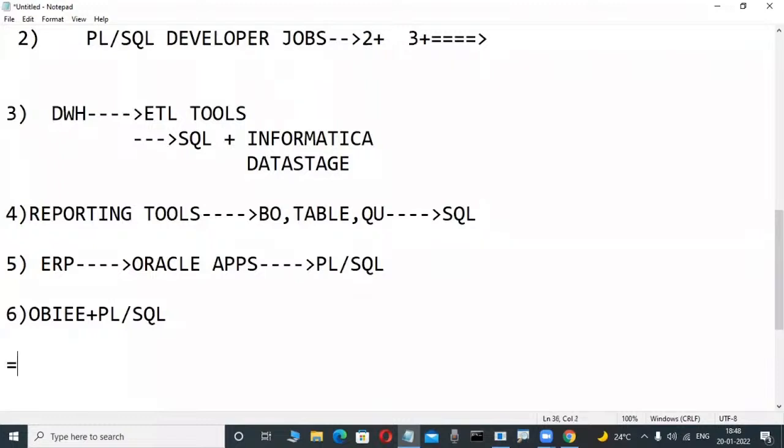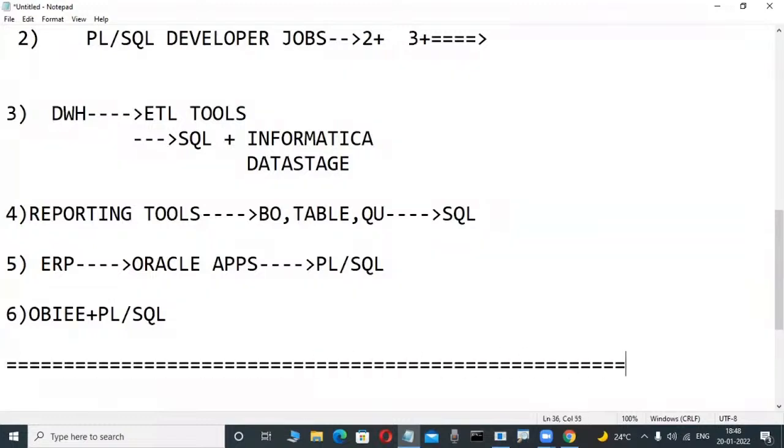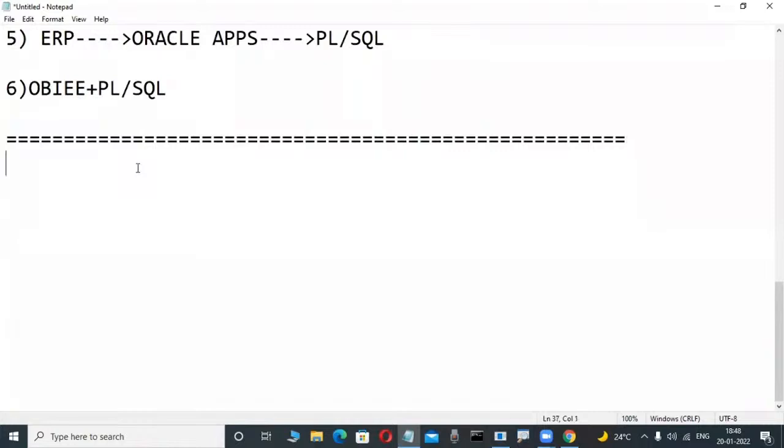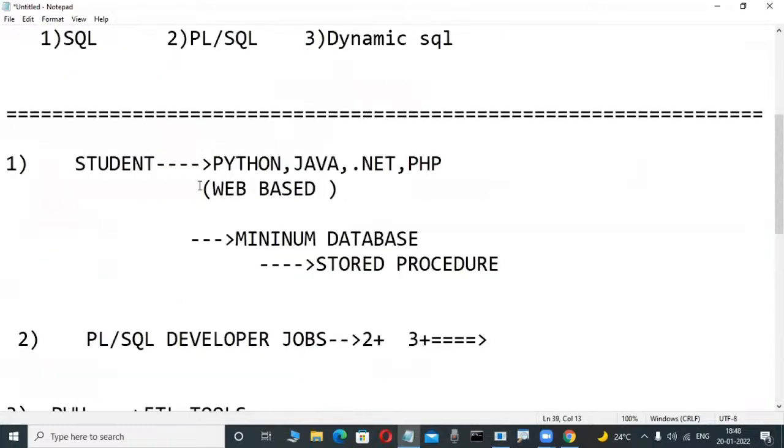Suppose you are not interested in the web programming side, and you want the administration side, you want those jobs. In that case, DBA courses are there: Oracle DBA, SQL Server DBA, MySQL DBA, database administration courses. These persons also need minimum knowledge before learning those courses. Minimum SQL knowledge is required. These persons also learn these types of courses.